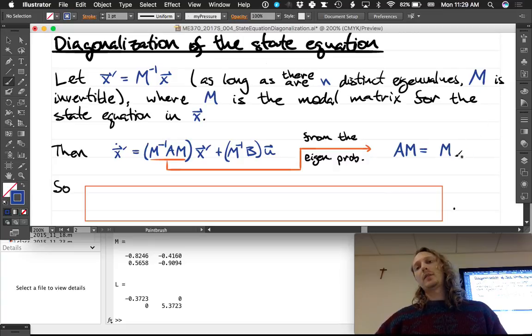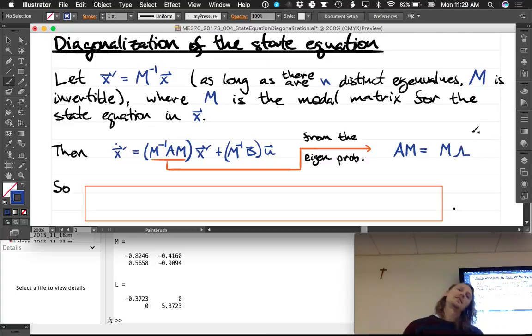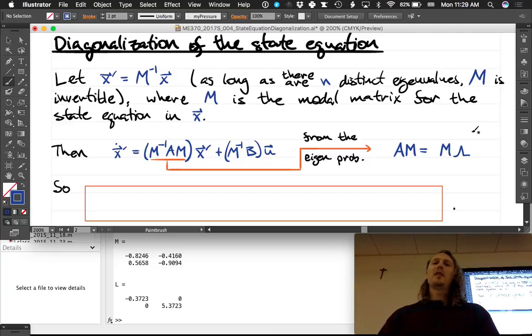Okay, that was a very poor lambda. It's getting worse. I'm going to leave that one. It's not very good. So M lambda. I'm asserting that this is an equality, okay?